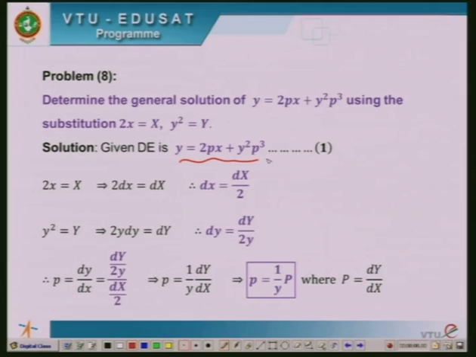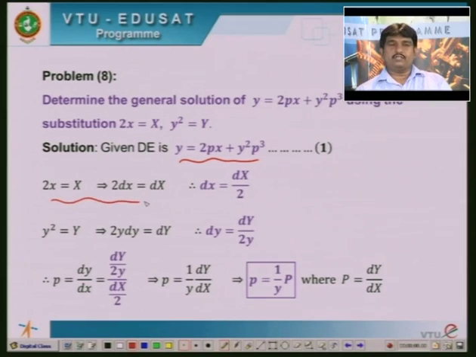Of course, it is not in Clairaut's form. If you want, you can convert this in terms of x and solve. You can attempt it because there is only one term containing x. You can try solving this using the solving for x technique. Otherwise, the substitution is given. Convert this into Clairaut's form.